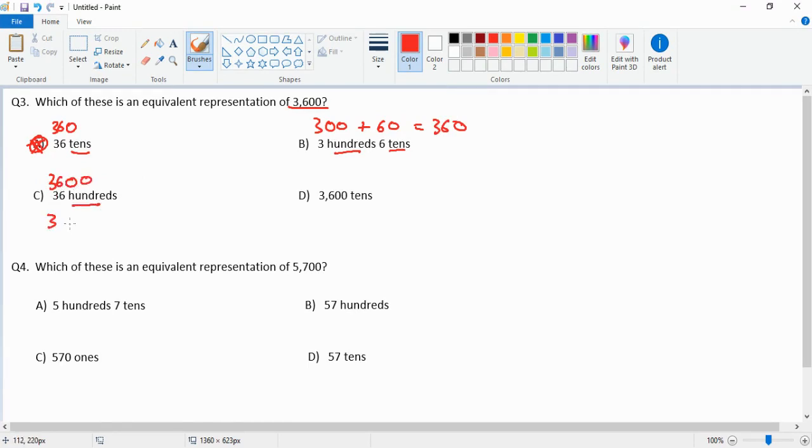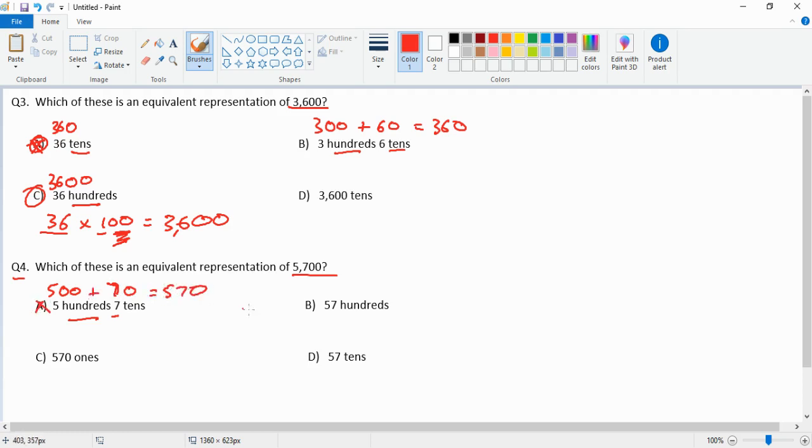The other way, may as well, is 36 times 100. Well, 36 times 1 equals 36. The two zeros I left out, add them back in. 3,600, which is what we're looking for, C. Question 4, we're looking for 5,700. Well, 5 hundreds, add the 0, 0. 7 tens, add 1 0 for the tens. Add those two together, you get 570.